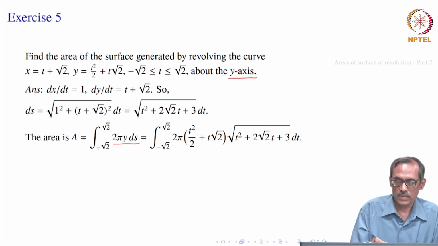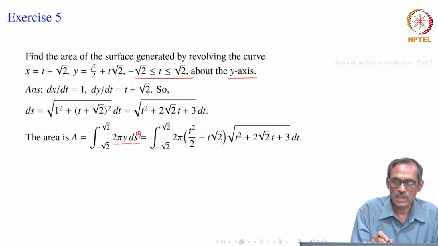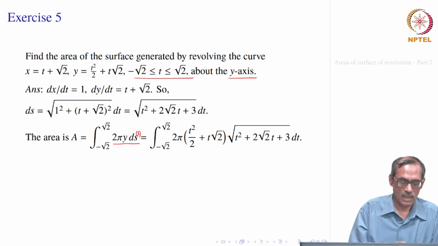The formula is the same. So, it is really s of t, where t varies from minus root 2 to root 2. So, we get the integral from minus root 2 to root 2 of 2 pi y ds. This y should be expressed in terms of t now. Everything should be expressed in terms of t. So, 2 pi, your y is t square by 2 plus t root 2, times ds, which is the square root of t square plus 2 root 2 t plus 3 dt.